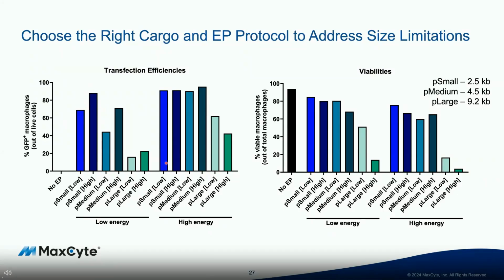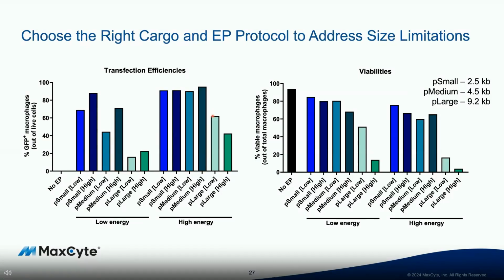And as you increase in DNA size, the efficiency does decrease. You can compensate for the decrease in efficiency by increasing the electroporation energy here. So you can see that even with the medium-sized plasmid, now you're getting in at over 80%. The larger plasmid still has challenges of getting in, although you can get in at 60% here.